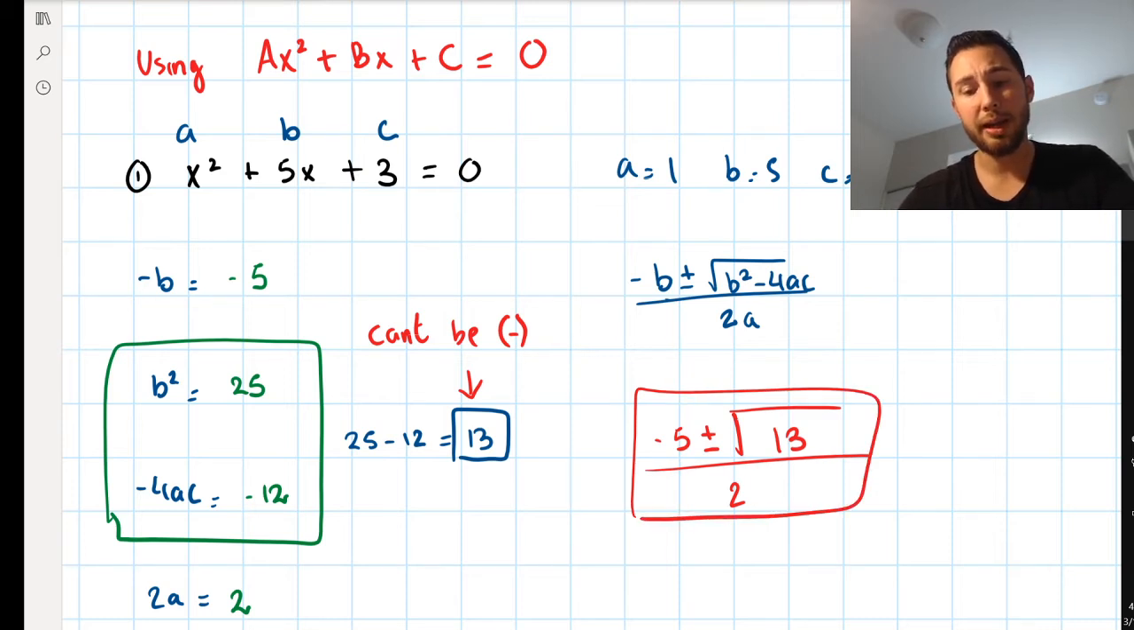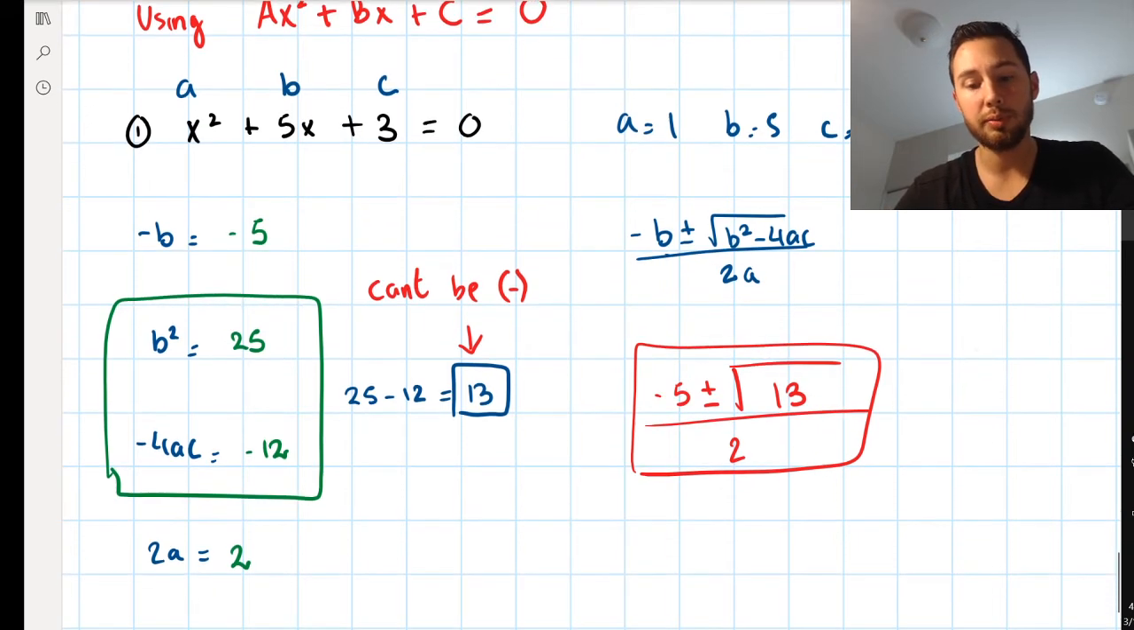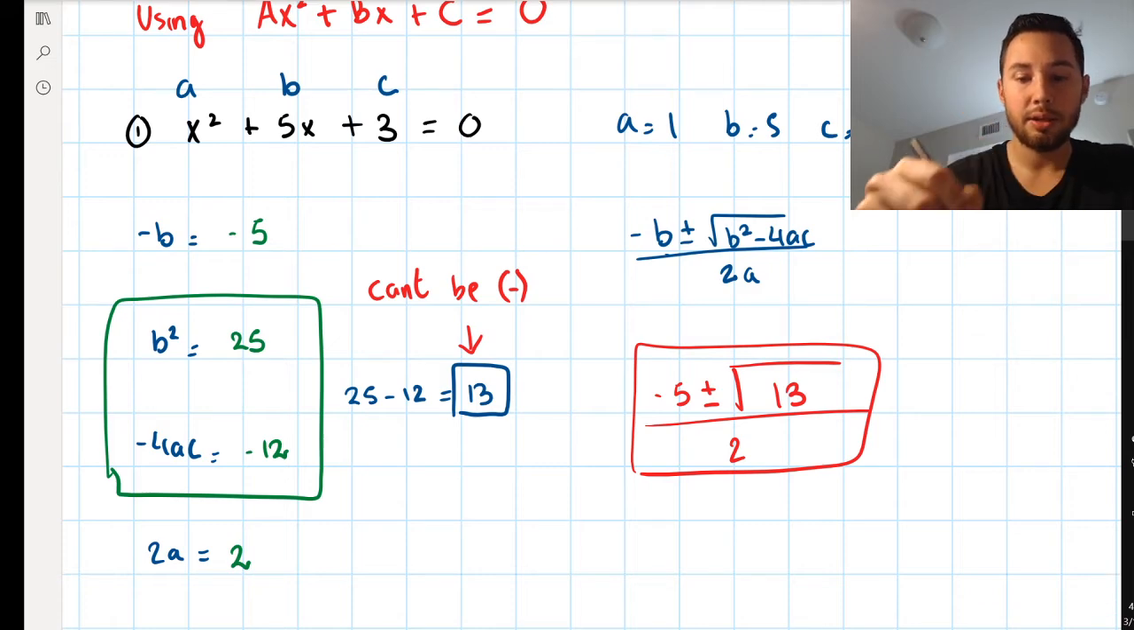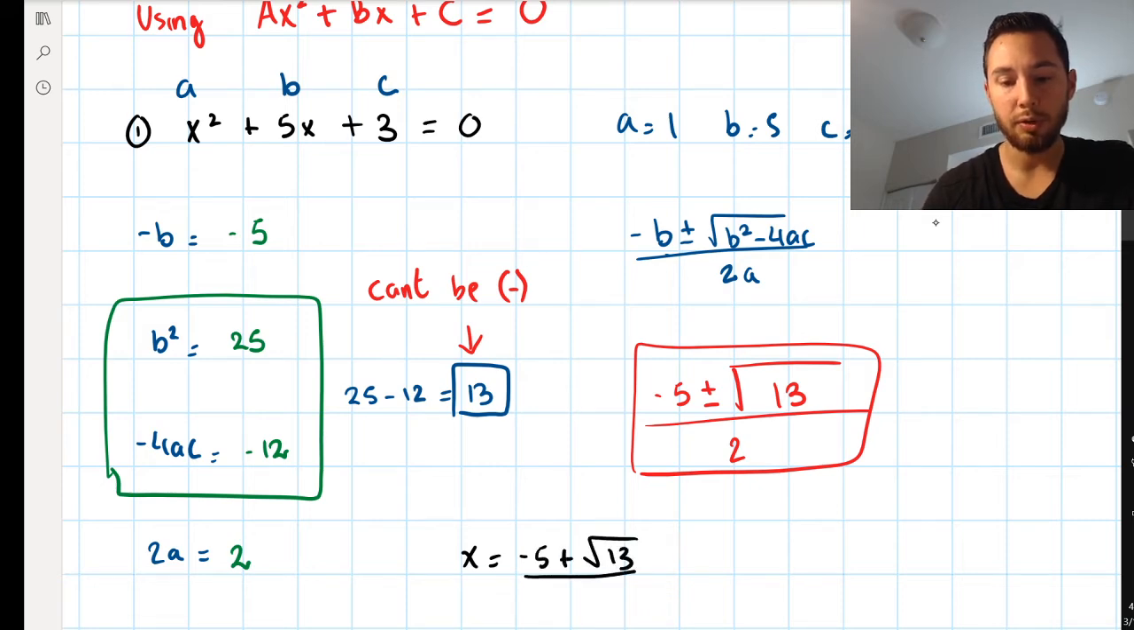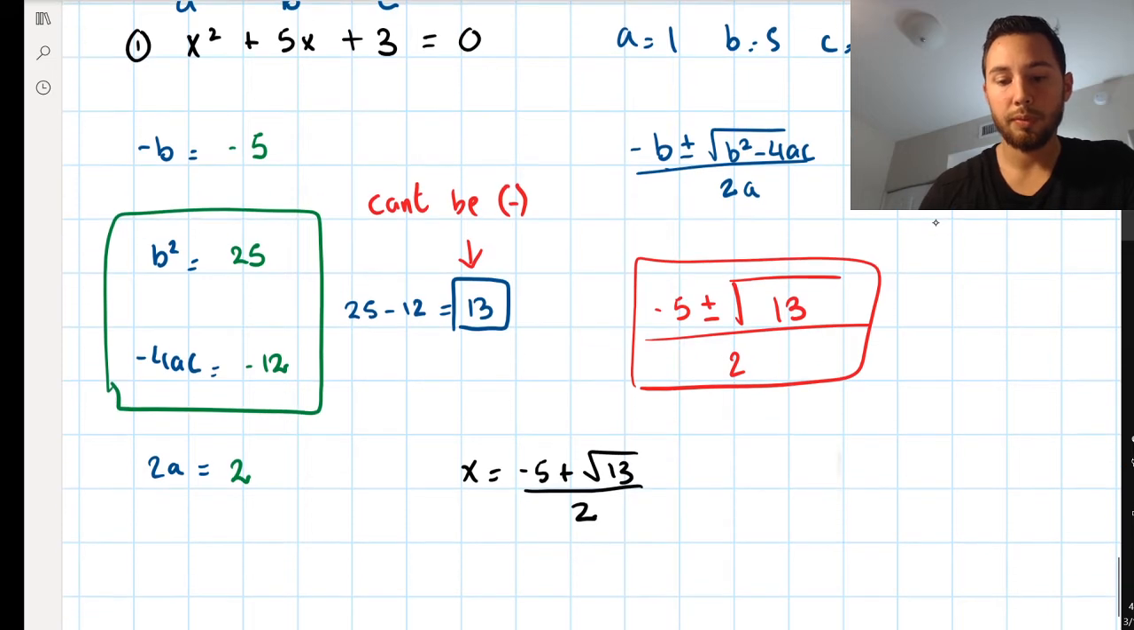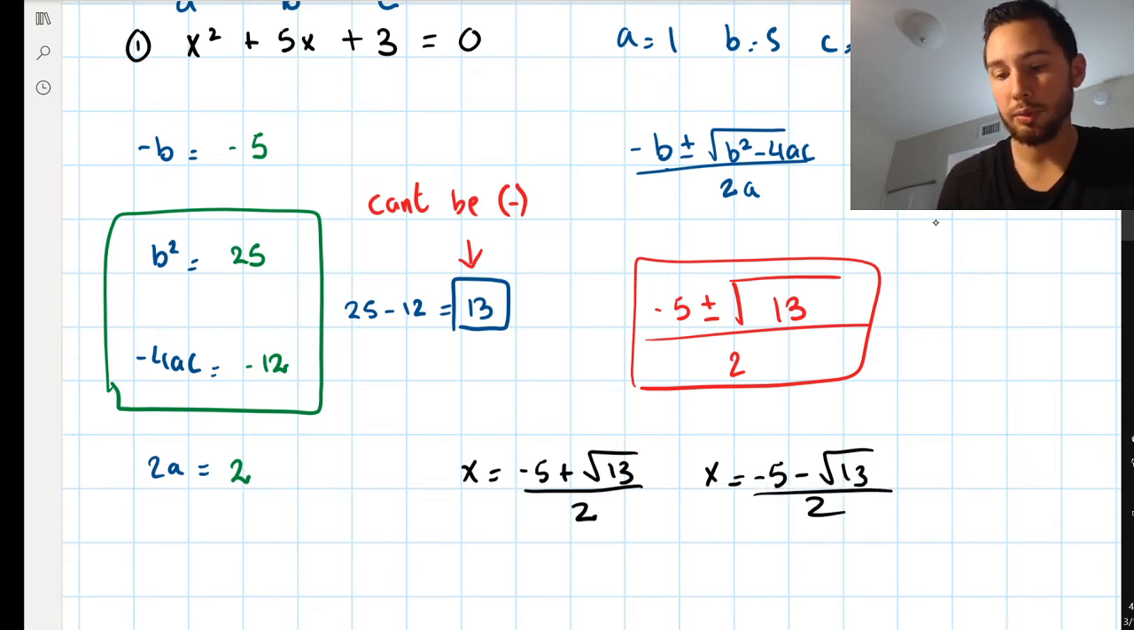Now I have to understand that this means two things. This means negative 5 plus the square root of 13 over 2, and negative 5 minus the square root of 13 over 2. So I need to rewrite this as x is equal to negative 5 plus the square root of 13 over 2, and x is equal to negative 5 minus the square root of 13 over 2. And this will be my two zeros.